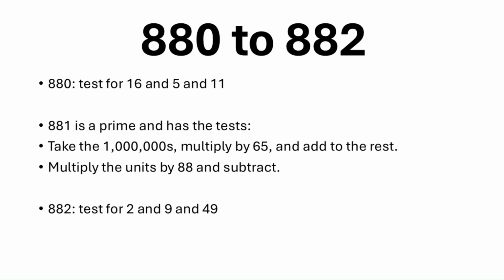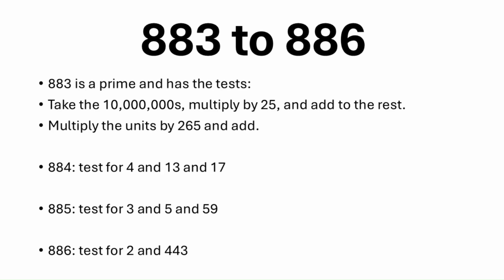Take the 1 millions, multiply by 65, and add to the rest. Multiply the units by 88 and subtract. 882, test for 2 and 9 and 49. 883 is a prime and has the tests. Take the 10 millions, multiply by 25, and add to the rest. Multiply the units by 265 and add.